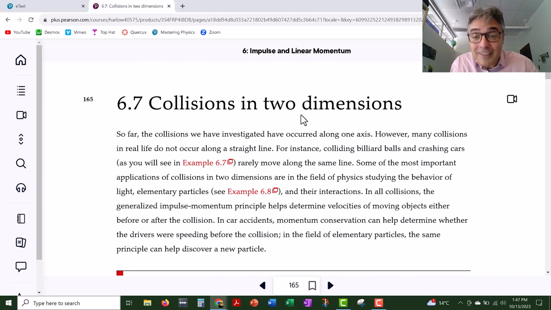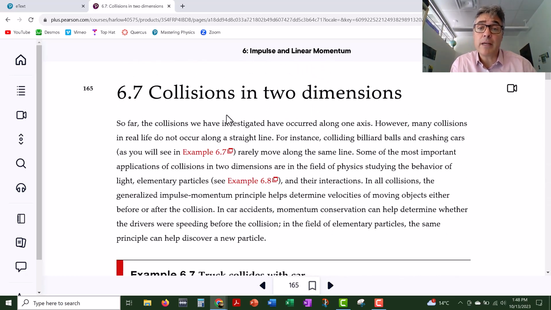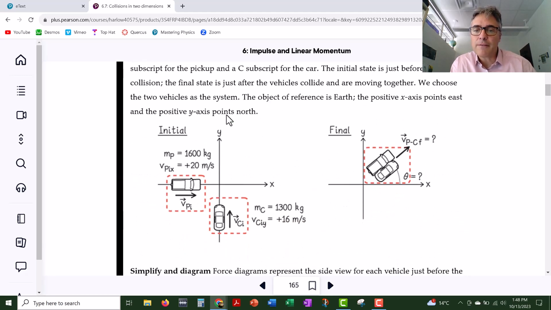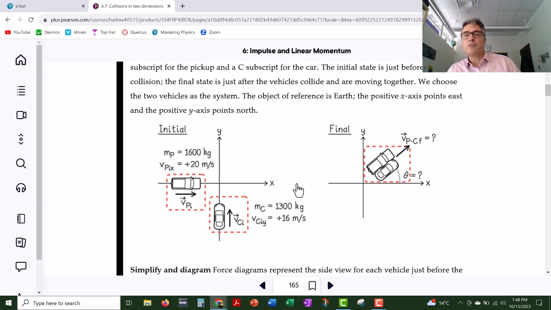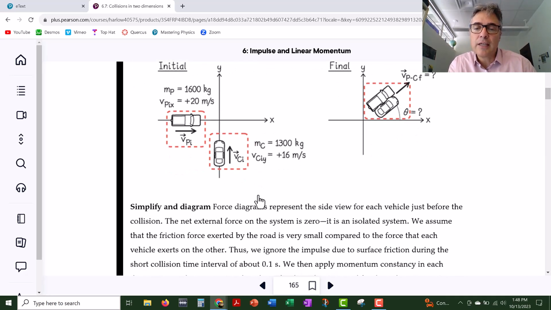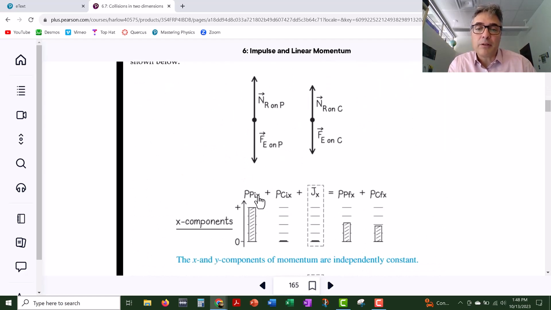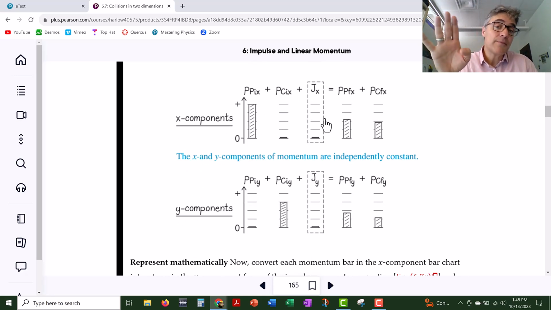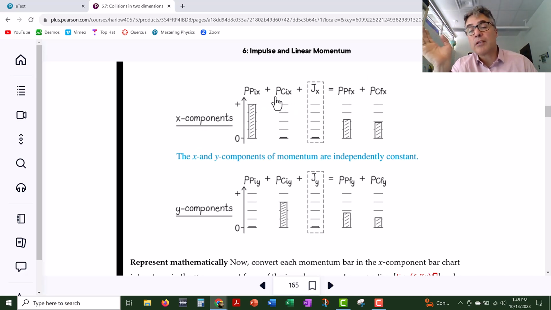Section 6.7 is called collisions in 2 dimensions. The idea here is, if you have things moving, like this is a top view, so y is north, x is east, for example, these 2 cars collide. Remember, the impulse and the momentum are both vector quantities. So the easiest way to solve this is you take the x components and set up your equation. The initial momentum in the x direction plus the x impulse equals the final x momentum.